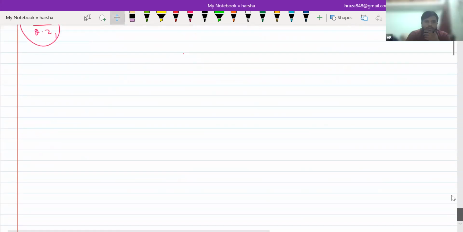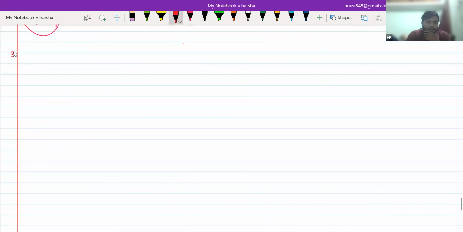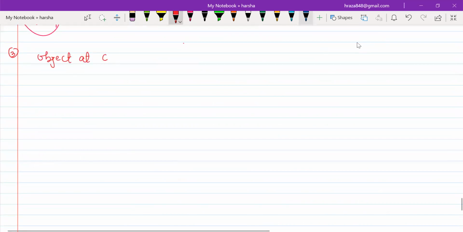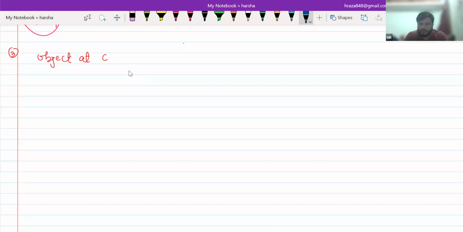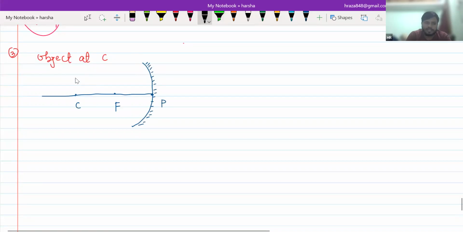Okay. Now the third case comes here. The third case is object at C. You did 1 and 2, yes: object at infinity and object beyond C. Now we are going to do object at C. So this is our concave mirror, in which we have a principal axis; this is pole, this is focus, this is center of curvature, and we took the object at C. That means this is the object at C.